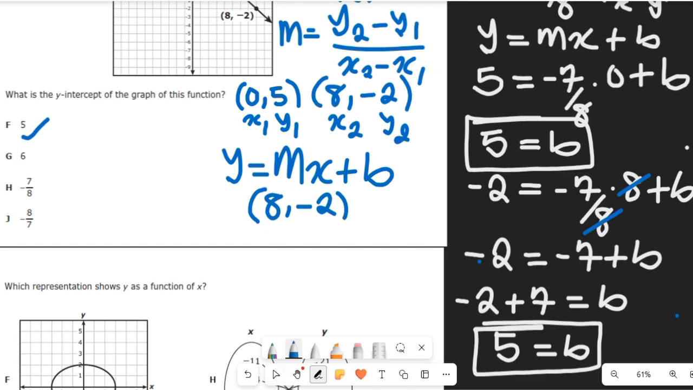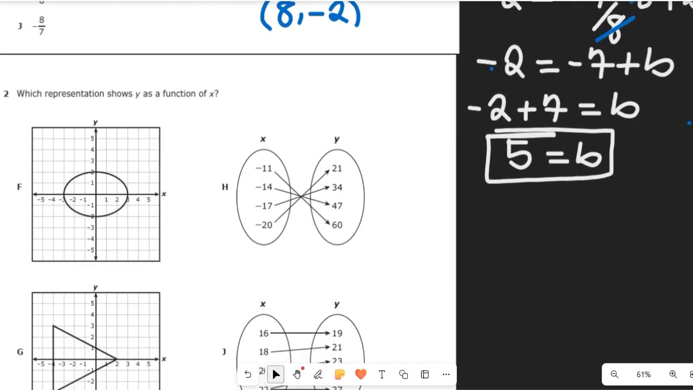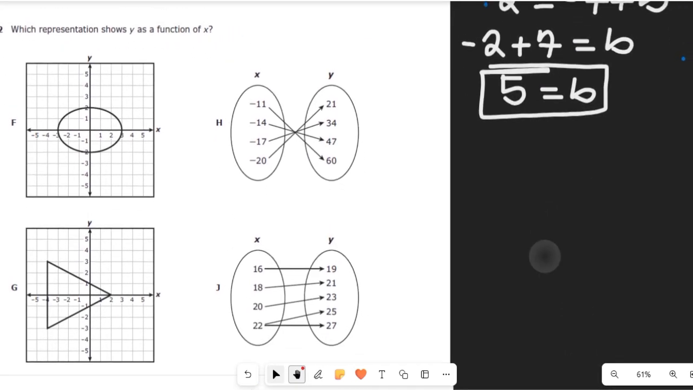Now let's look at the next question. In the next question, we are asked which representation shows y as a function of x. Now remember the helpful tips I gave to you. Remember the vertical line test and the mapping of x to y. We're going to use that rule here.